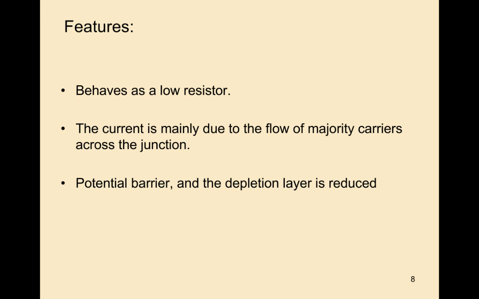So when we connect the diode in forward bias, what will happen? This diode behaves like a low resistance path, and the current in this diode is mainly due to the flow of majority charge carriers across the junction. So when we connect the diode in forward bias mode, the potential barrier and depletion region are reduced. These are the main features of the diode in forward bias condition.